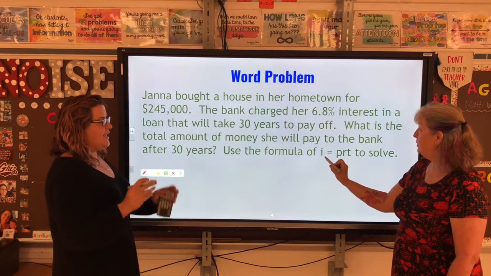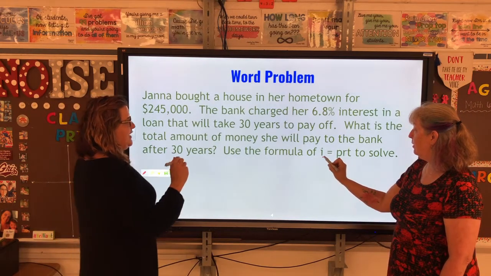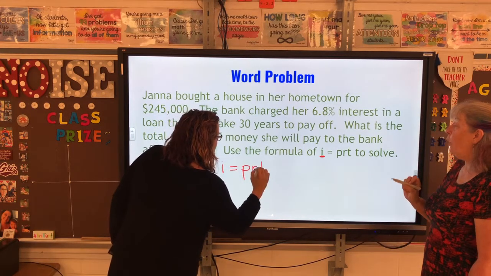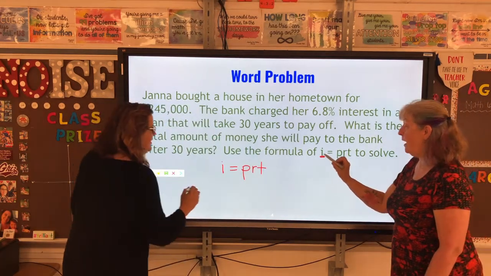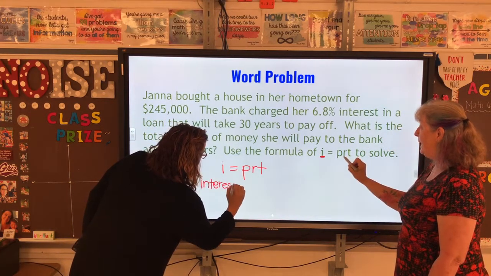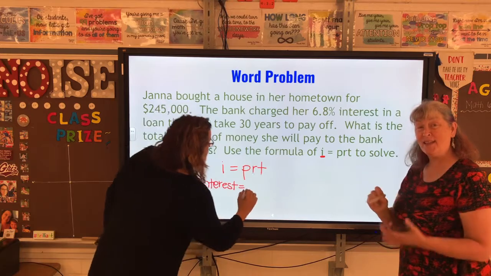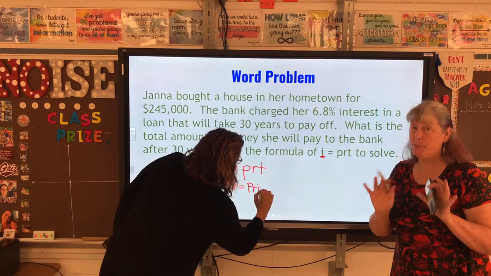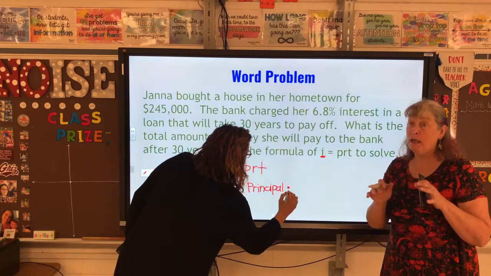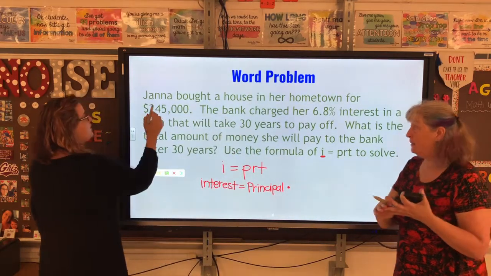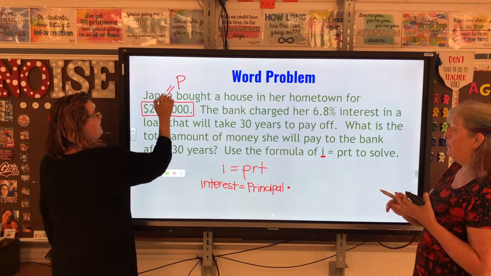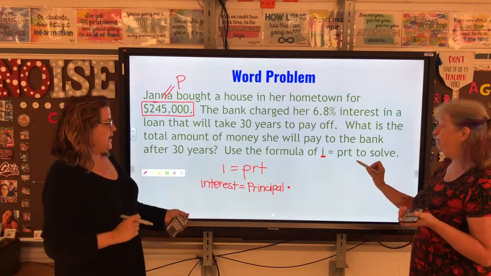So let's break down or chunk this I equals PRT. I equals the interest. I stands for the word interest. P is the principal. That's the amount of money. That's not the principal like Mr. Manugo or anything. That's the principal amount of money that you borrow or invest. So for Jana, it would be $245,000, the cost of the house.